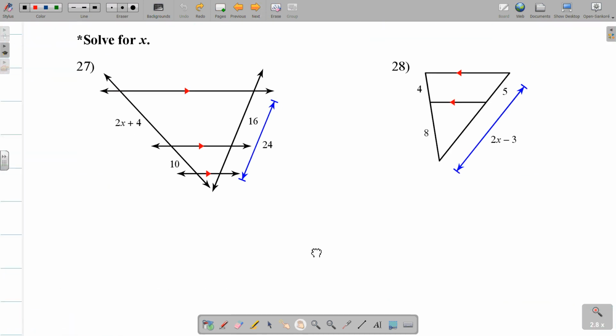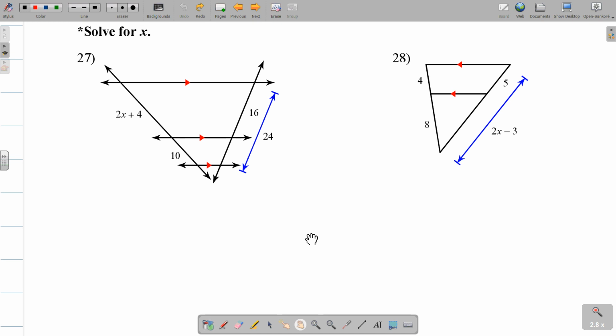We just had a test on these, so the main thing is simply match and mirror. Match and mirror. Taking a look at 27, I see this 2x plus 4 matches with 16. And this 10, careful, does not match with 24. That's unknown. You can easily find that. 24 minus 16 is going to give you that unknown, and then you simply make your proportion.